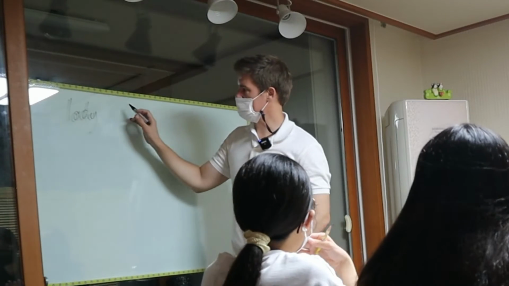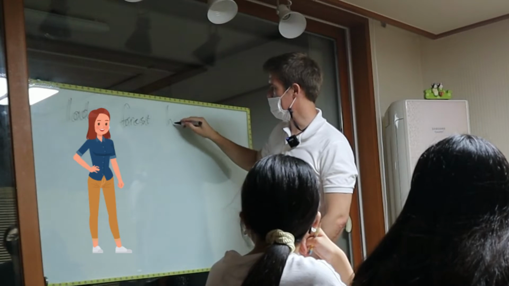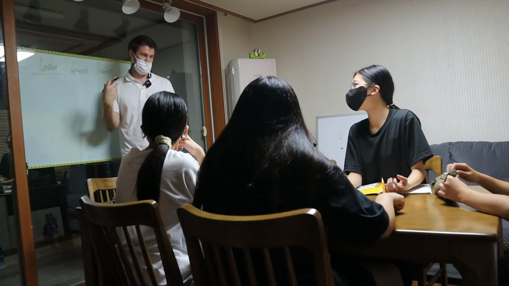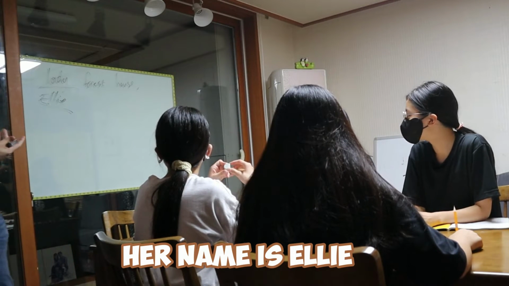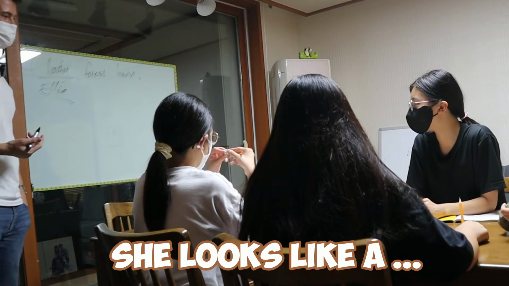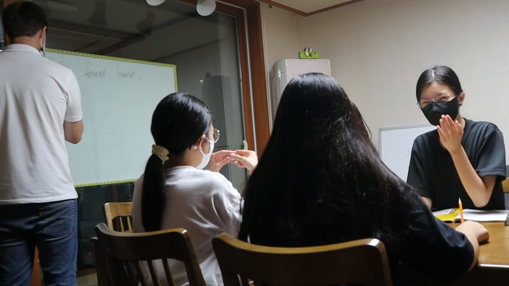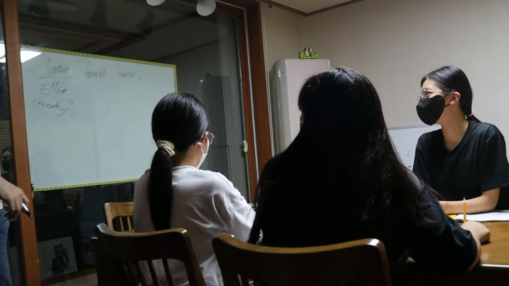A long time ago, there was a lady living in a forest, and she had a house. What is the lady's name, and what does she look like? There was a lady in a forest, and her name was Ali. What does she look like? She looks like a monkey. That's not very nice. Okay. Ellie lives in the forest. She looks like a monkey.